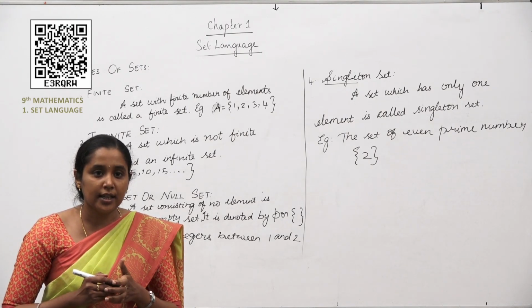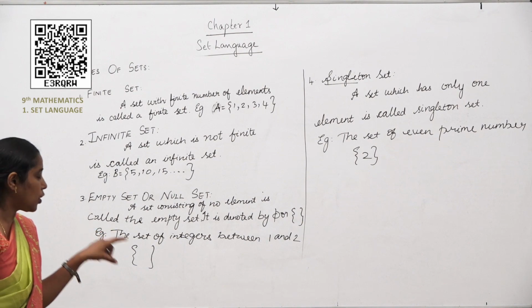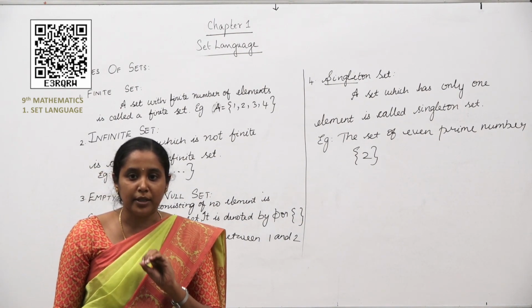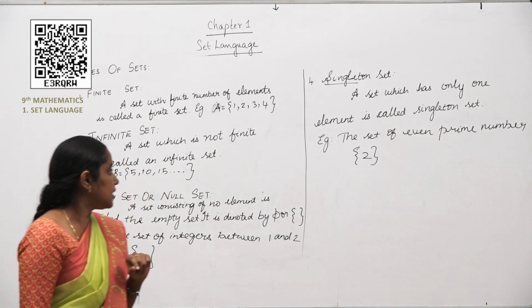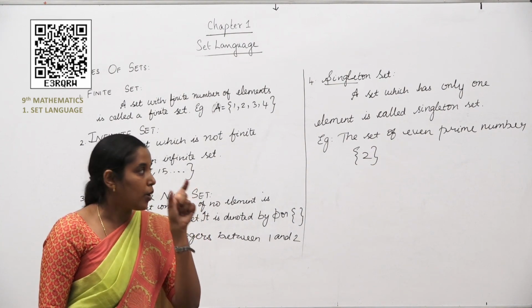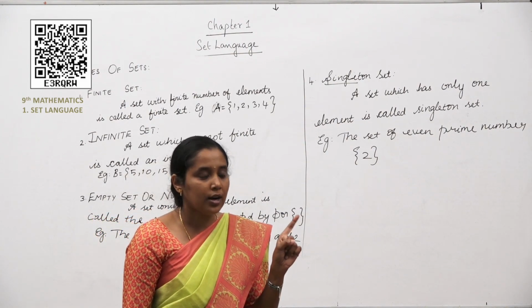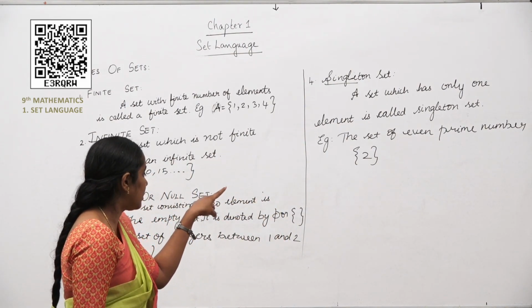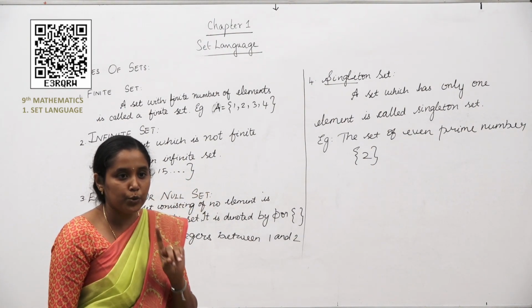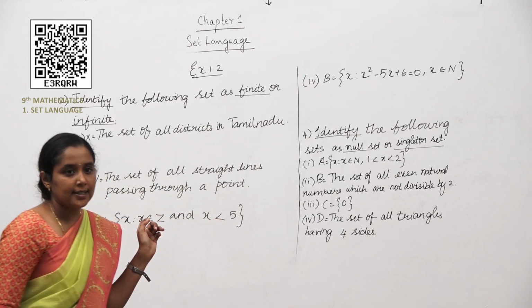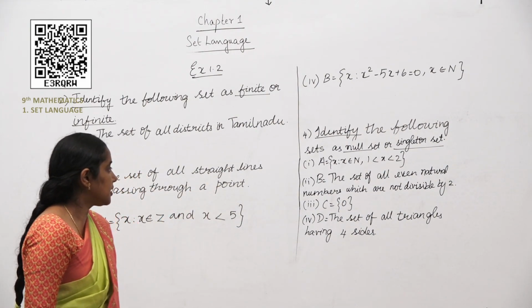Next, the empty set, or null set, or void set: a set consisting of no elements. No elements in the set, it is called the empty set. The fourth one is the singleton set. The word itself says single, that is 1. A set which has only one element is called a singleton set. For example, the set of even prime numbers: only 2 is there. Now we will do the exercise sums related to finite set, infinite set, empty set and singleton set.